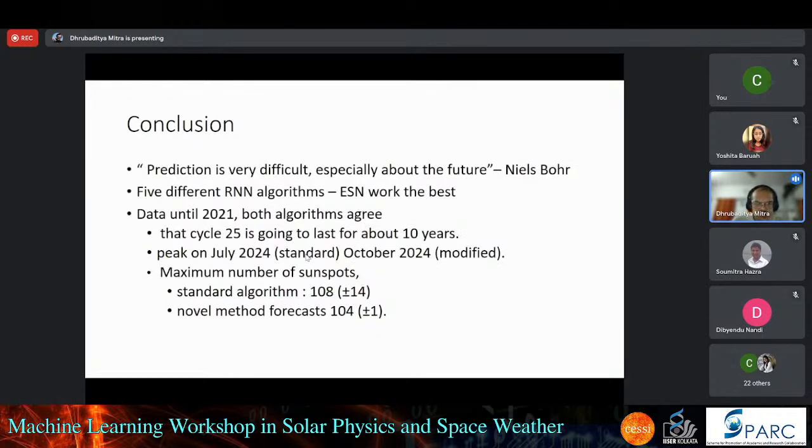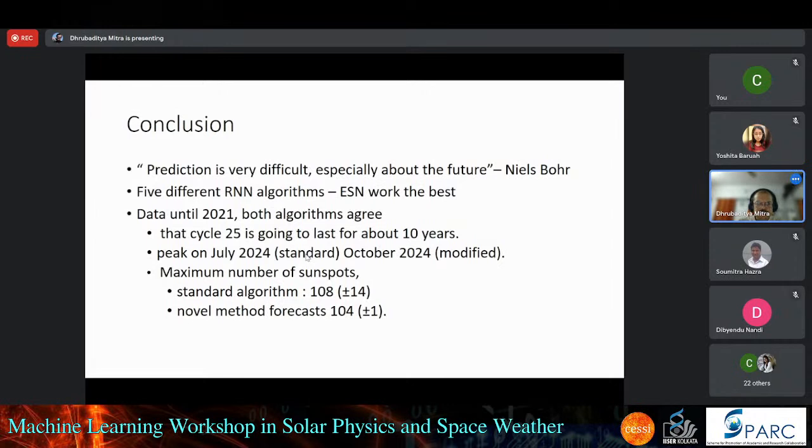So we reach the end. As you know, this is the saying that is attributed to Niels Bohr. The main lesson you learn is prediction is very difficult, especially about the future. We use 5 different recurrent neural network algorithms. ESN works the best, and the end result is the following. So from the data until 2021, both the algorithms agree on the following point. Cycle 25 is going to last for about 10 years. In one case, the peak is going to be in July 2024, and in the other case, the peak is going to be in October 2024.